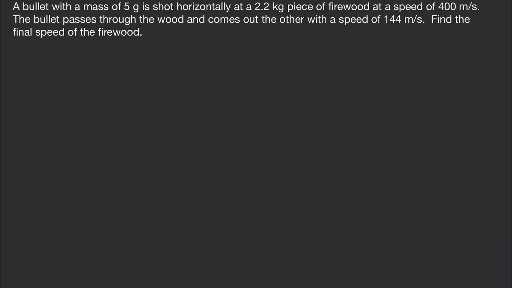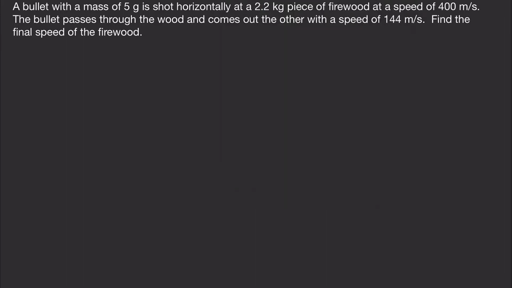In this problem, we have a bullet with a mass of 5 grams, and it is shot horizontally at a 2.2 kilogram piece of firewood at a speed of 400 meters per second. The bullet passes through the wood and comes out the other side with a speed of 144 meters per second, and we want to find the final speed of the firewood.